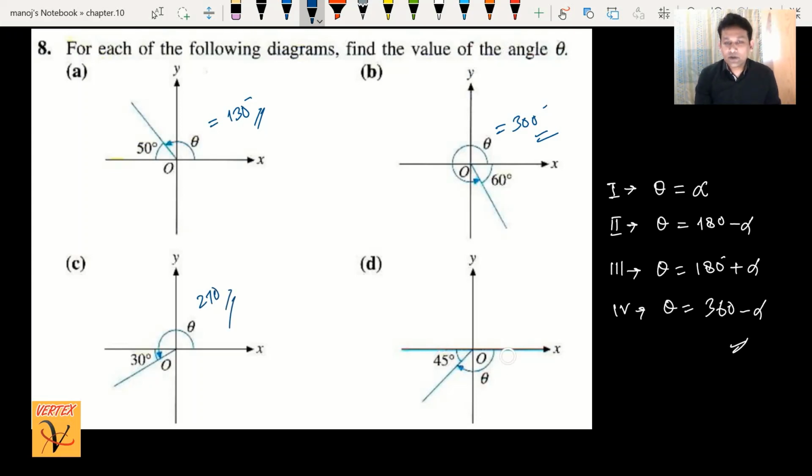But here it is moving clockwise. So clockwise means, first of all, what do you have to do? Just subtract from 180. 180 minus 45 is 135, then just put a minus: minus 135. It's a very simple way to write. Yes, direction is important here.